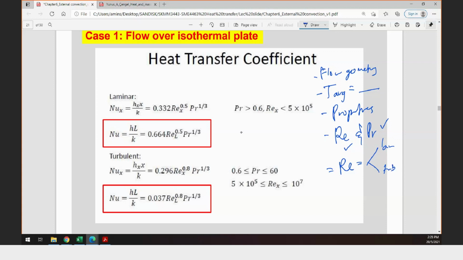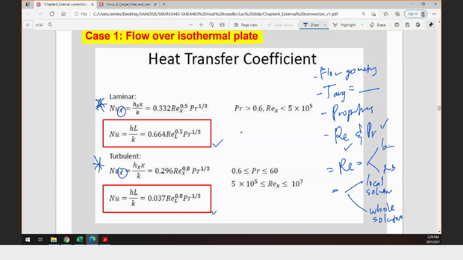So you can choose whether it is laminar or turbulent, and whether your problem is looking for the local solution, or you want to solve the whole system, the entire solution or average solution. If you are looking for the local, then find the one with X, because you should know what the X value is. But if you're looking for the whole solution, then you choose without X, the one that I put in the red border.